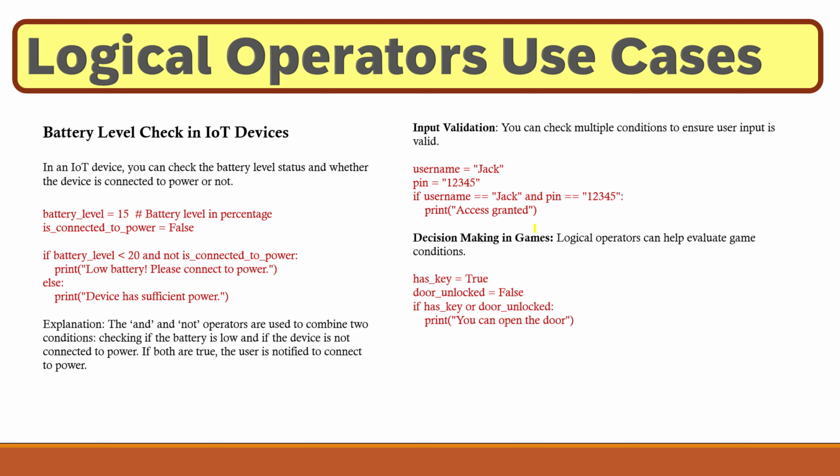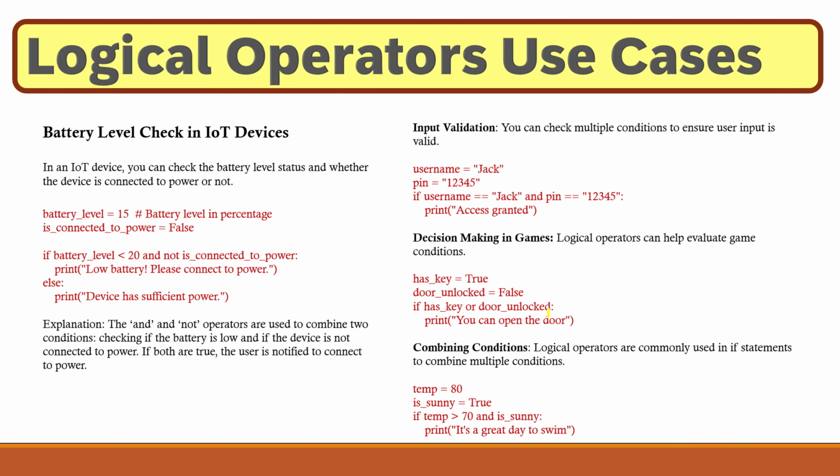Now, decision making in games. Logical operators can help evaluate the game conditions. has_key equals True, door_locked equals False. So if has_key or, so we're using the or logical operator, door_locked, then we print you can open the door. And the last one of the simple ones is combining conditions.